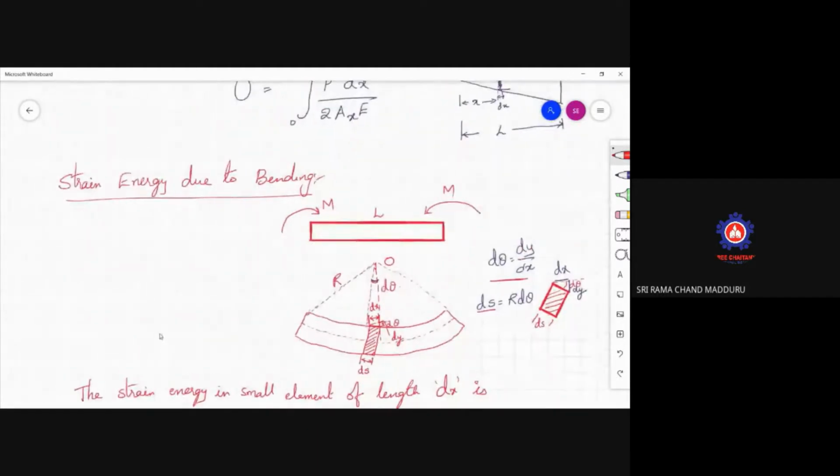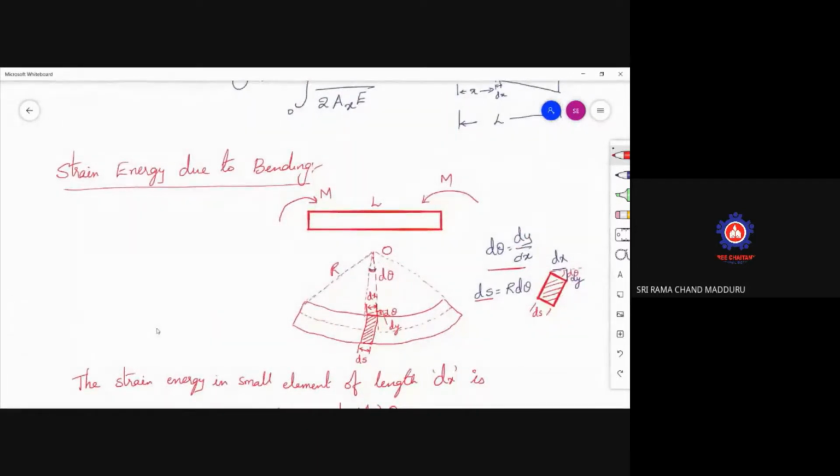So we write down here. Please keep the heading strain energy due to bending. And here write down: any action which causes stress in a body induces strain energy.